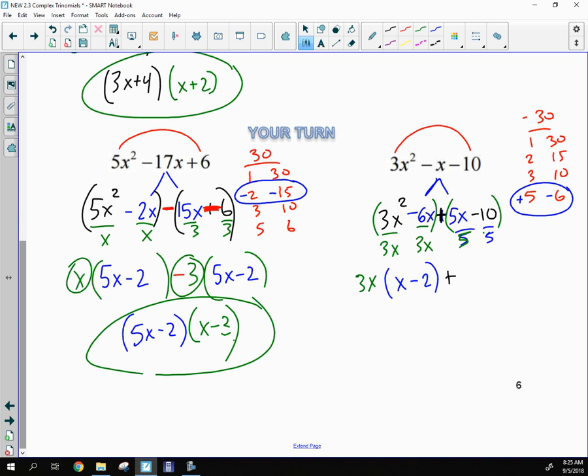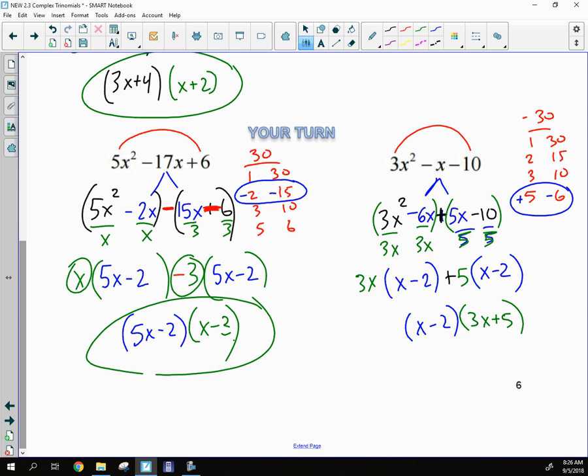So if I did it the other way, I would have had 3x plus 5 in both parentheses, and then an x in the front of the first one, and a 2 in the front of the second one. In the end, though, it all works out to be the same. You'll have x minus 2, and then 3x plus 5. And again, order doesn't matter. So if the 3x plus 5 came first, x minus 2 goes second, it's the same answer. It'll all FOIL to the same exact thing.